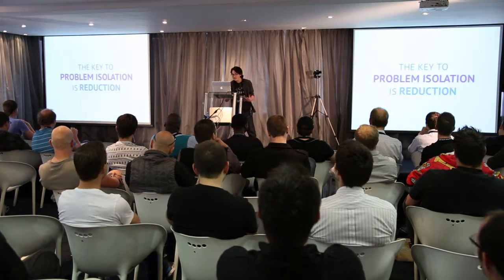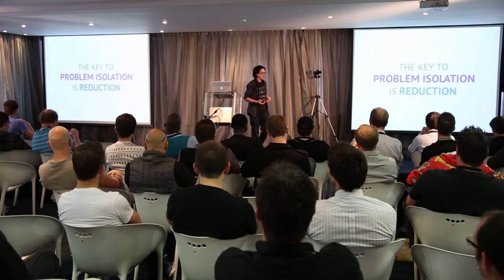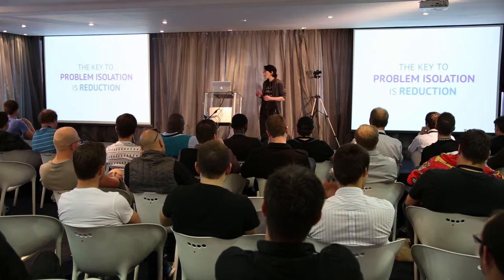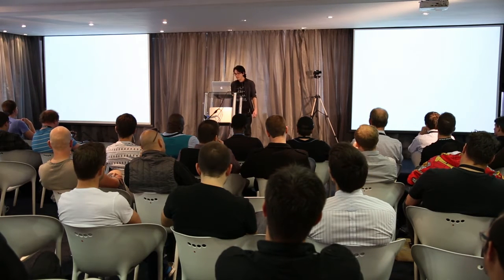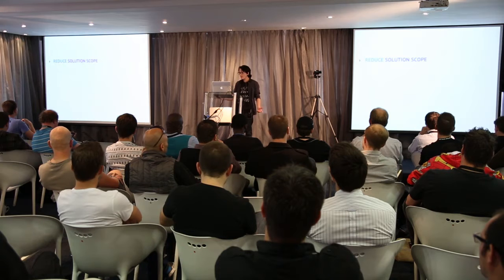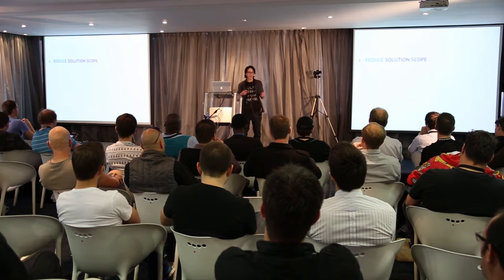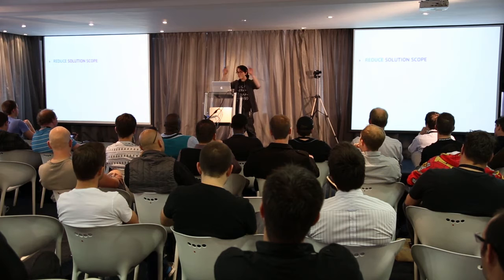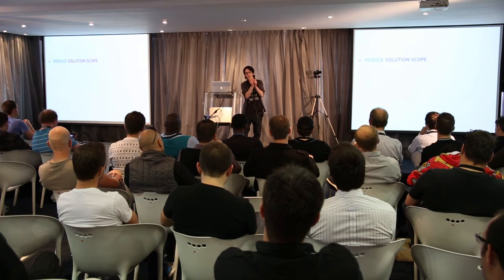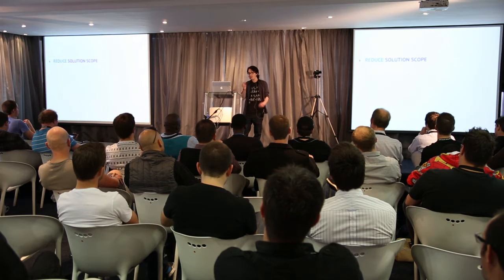So I find that the key to problem isolation is reduction. And there's several different ways that you can reduce the scope in which you're trying to solve a problem. So the first thing is reduce the solution scope. So when you reduce the solution scope, if you have a big system that you're trying to solve a small problem inside of, it's very important that you actually find out where the core of that problem is lying.